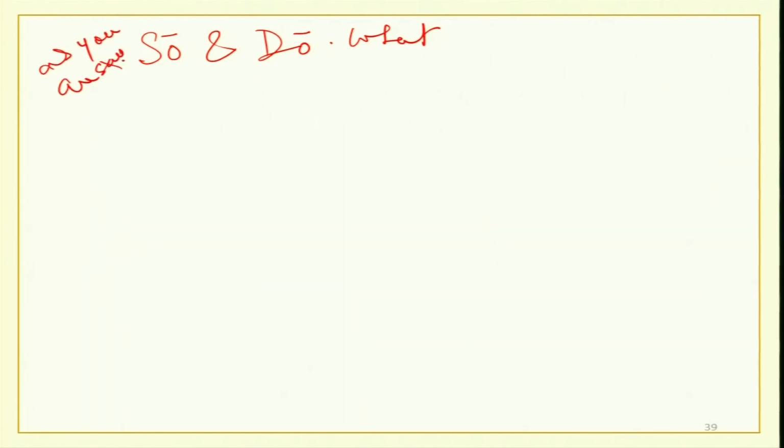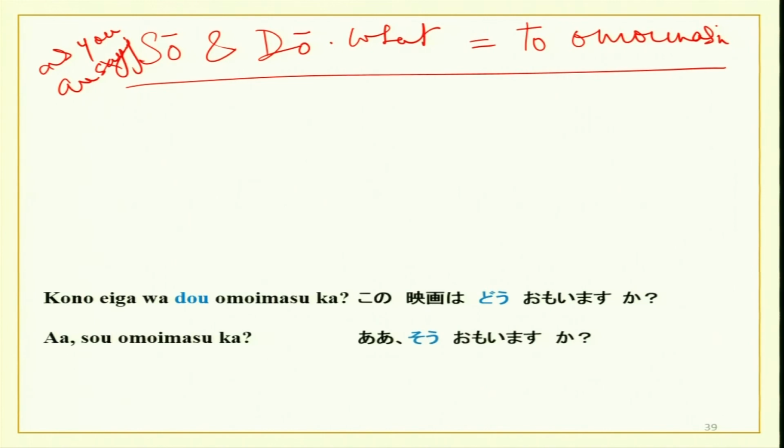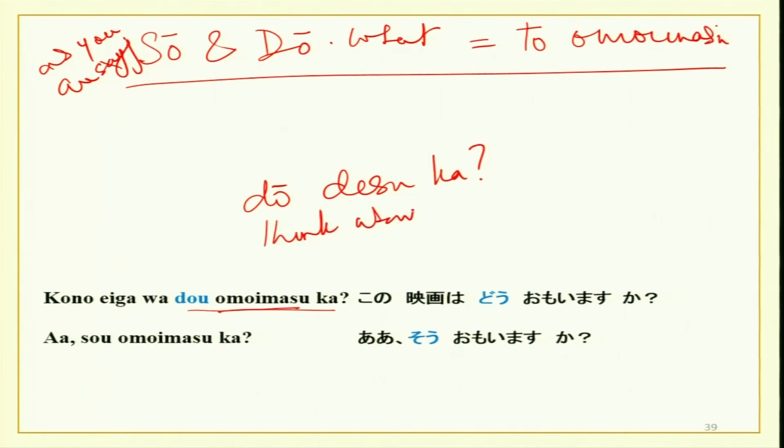So, now when omoimasu is used with words like do, which means what, do desu ka, or so as you are saying, then to is not used with omoimasu. You have this example in your kaiwa also. Look up the example. Now, you can see この映画はどう思いますか? この映画はどうですか? How is the 映画? この映画はどう思いますか? What do you think about the 映画?